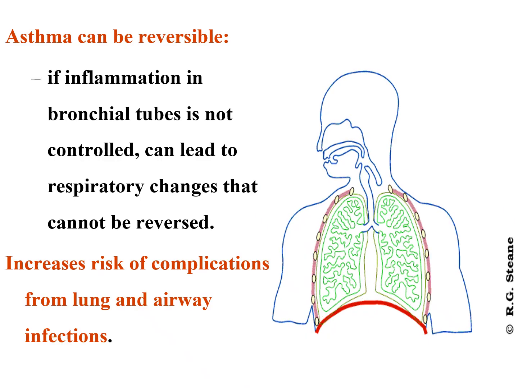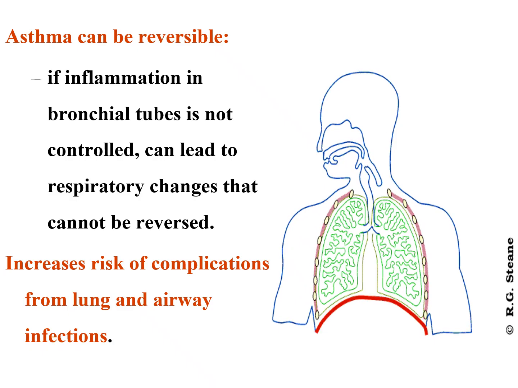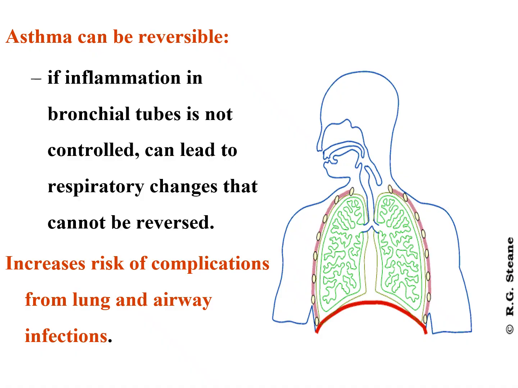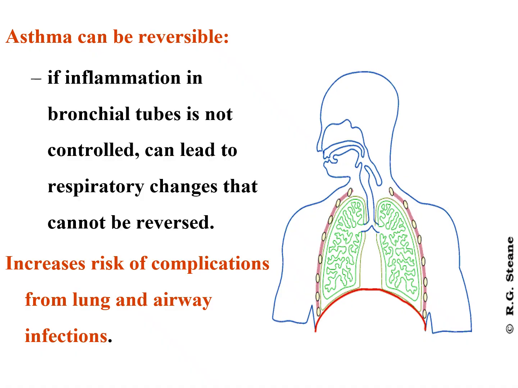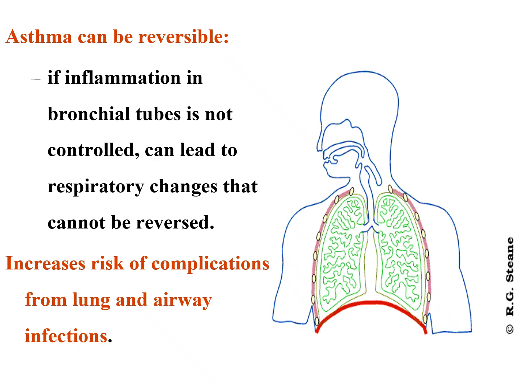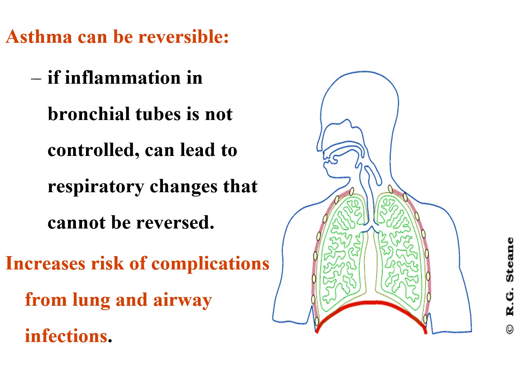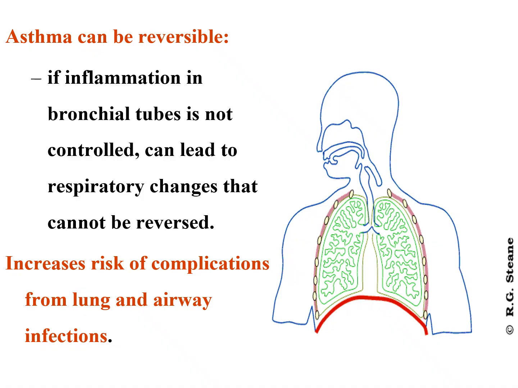The good news, however, is that asthma can be reversible. So in chronic bronchitis and in emphysema, we saw that the morphological changes, the anatomical changes that took place were very, very difficult, if at all possible, to reverse. But in asthma it has been shown that it can be reversible. So if inflammation in the bronchial tubes is not controlled, however, it can lead to respiratory changes that cannot be reversed. So they wind up being irreversible. This increases the risk of complications from lung as well as airway infections.